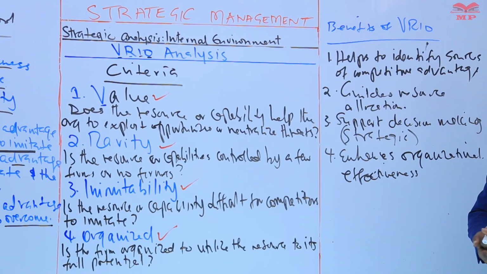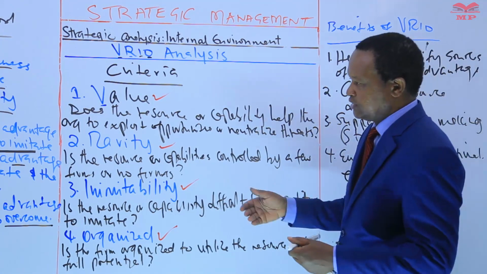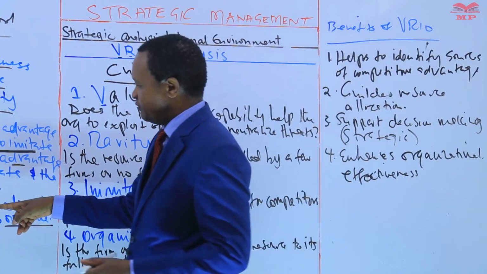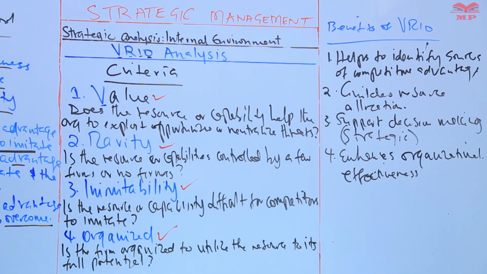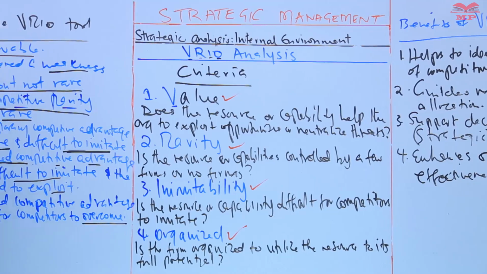So that is all, candidates, as for the VRIO analysis. And it's important to note that by systematically applying the VRIO framework, organizations can gain a deep understanding of the internal strengths and internal weaknesses, which then enables them to make informed decisions that can lead to sustained competitive advantage in the long run, one that is difficult for competitors to overcome.